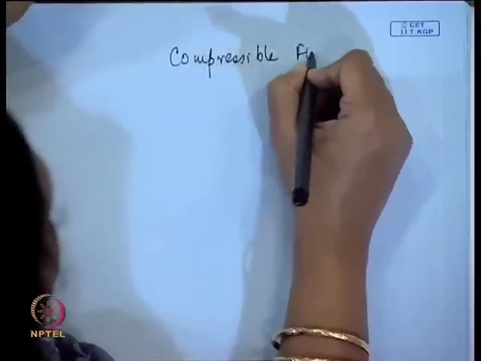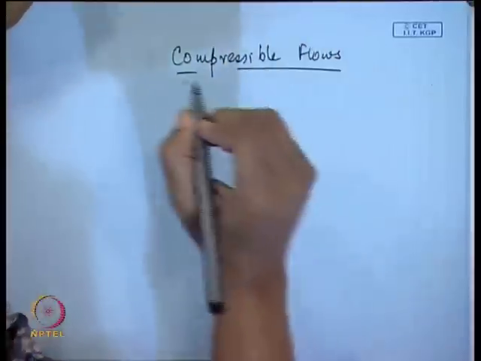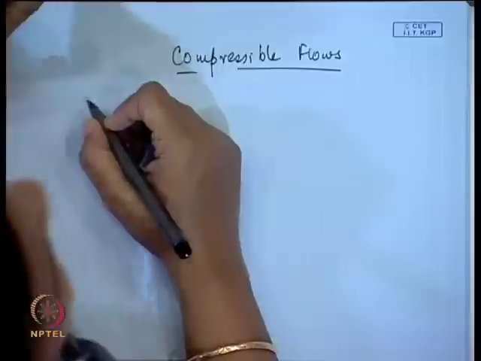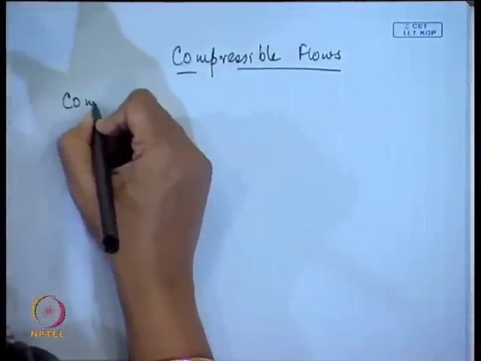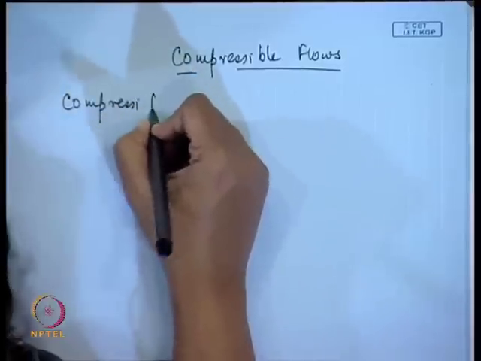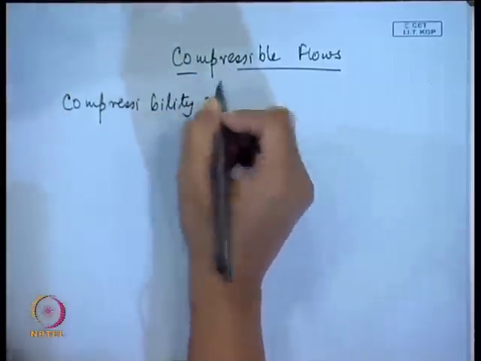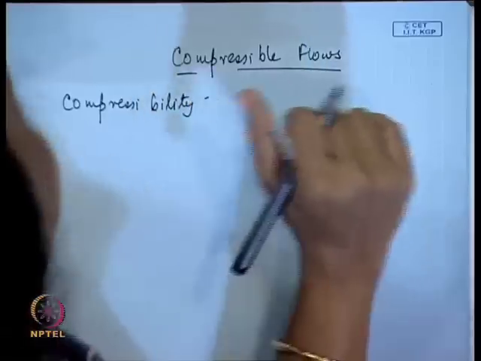Now, whenever we talk of compressible flows, the first thing is: what is compressibility? How do we define the compressibility of any particular substance? Any idea what is the way by which we define the compressibility of a substance? Very true. To some extent it is correct: inverse of bulk modulus, the change of density with pressure, and so on and so forth.